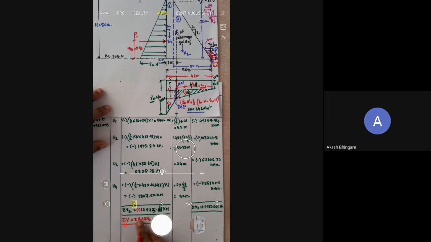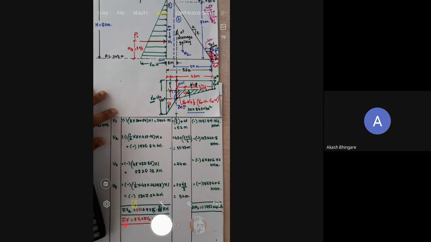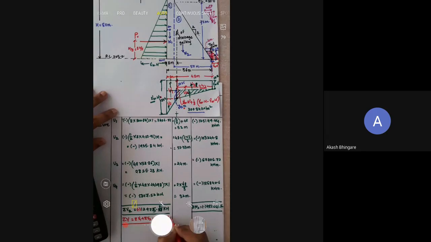What is the answer? I think the value is 4, 3. Yes. V1 plus V2, that's it you have to do. Okay. 43048.86. Now the sign for this: V1 is greater than V2, therefore it will have a positive sign.